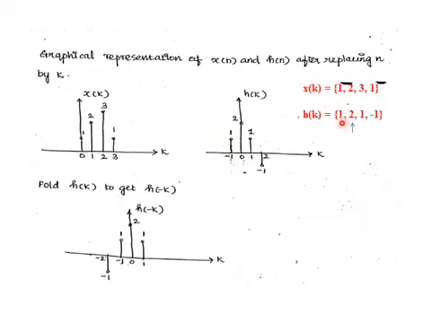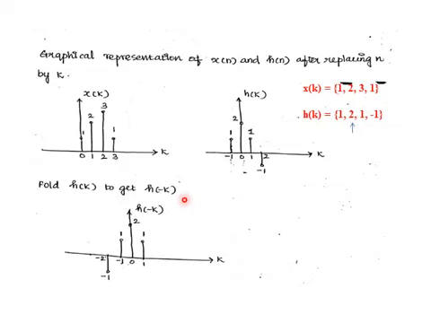H of k starts at k is equal to minus 1. Therefore, at k is equal to minus 1, its amplitude is 1. At k is equal to 0, it should be 2. And at k is equal to 1, it should be 1. And at k is equal to 2, it should be minus 1. So we have completed the graphical representation of x of k and h of k. Then we have to start with the mathematical operations.